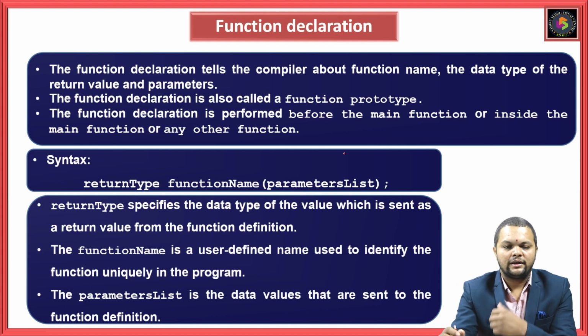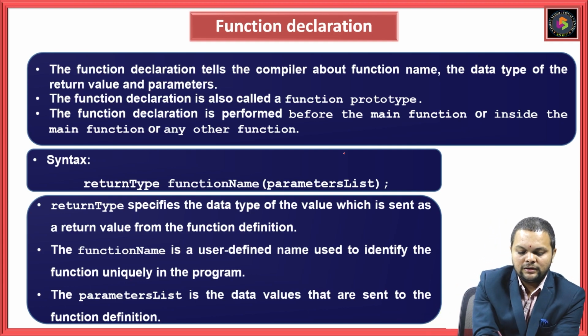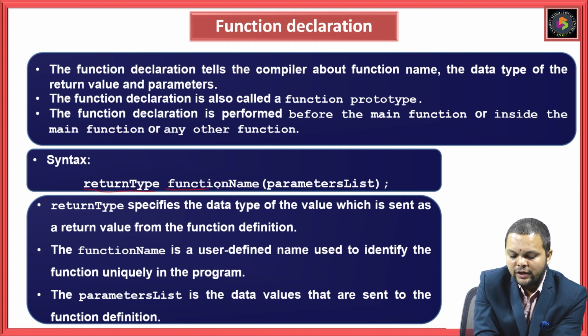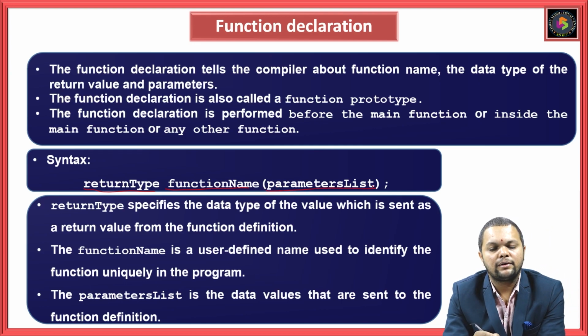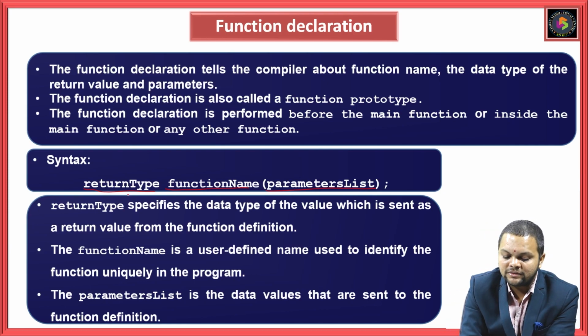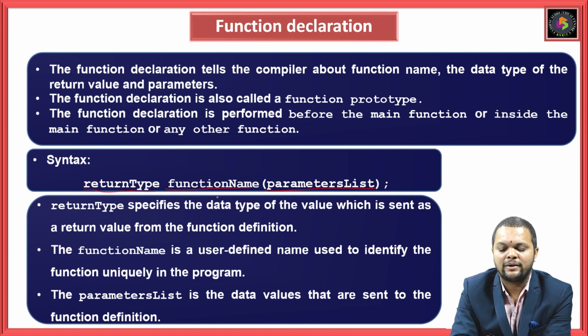So look at this. This is the syntax of your function declaration. In that you have first the return type, function name, and parameters list. Return type, function name, and parameters list. So what exactly is the return type? What exactly is the function name? What exactly is the parameter list?